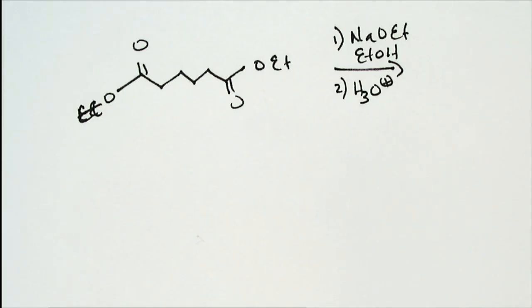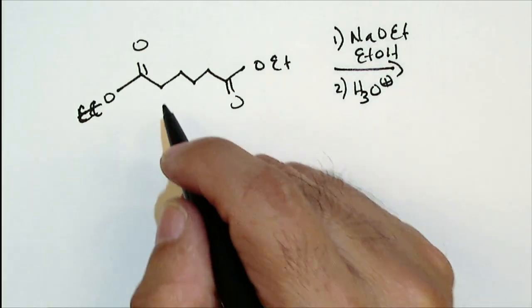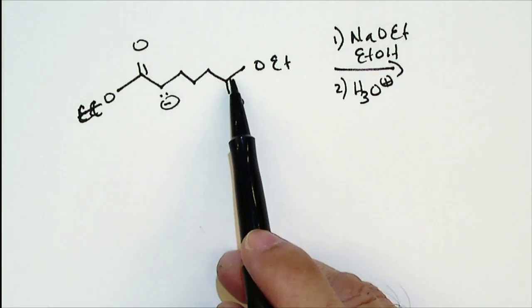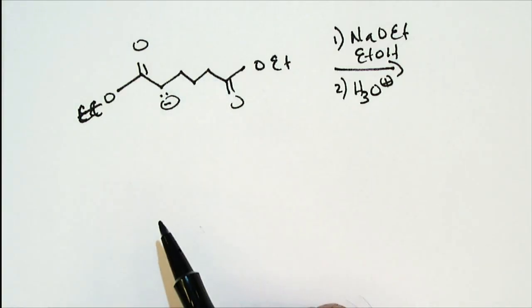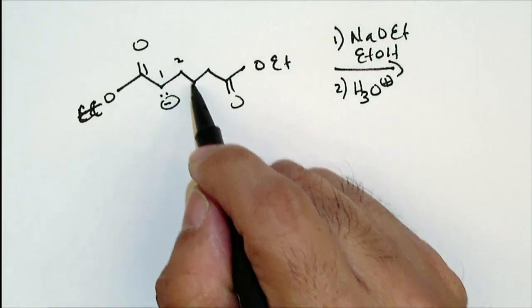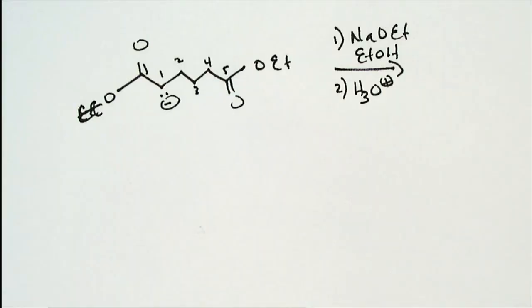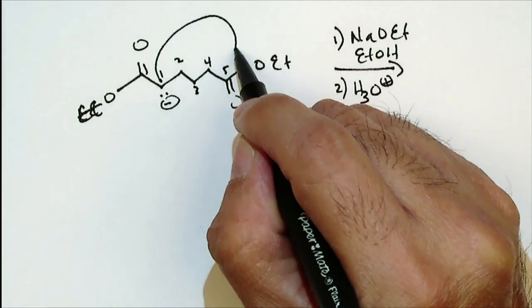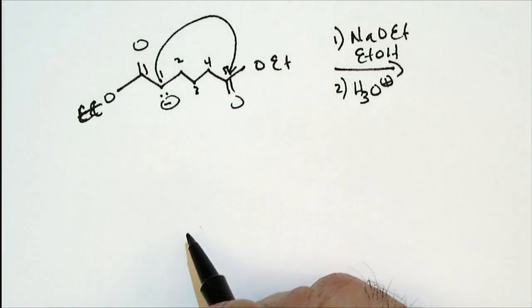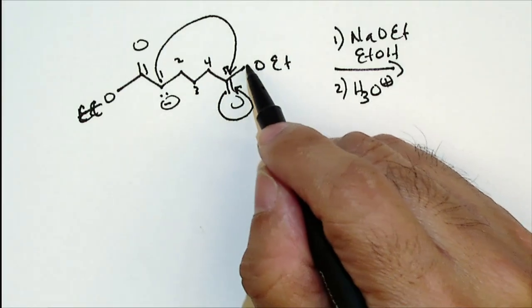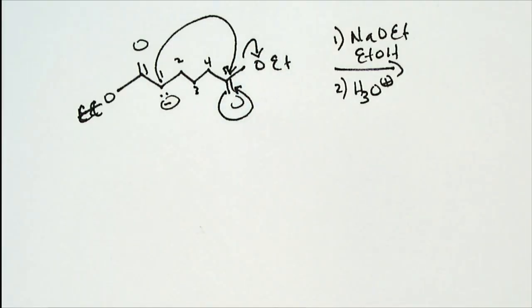So what happens here? Well, your base is going to deprotonate at the position alpha to the carbonyl, and whether I do it here or here, it's exactly the same thing. I will start counting from here: 1, 2, 3, 4, and 5. And that tells you the size of the ring that you're going to form. So carbon number 1 will take the electrons and attack carbon number 5. The pi electrons move up to the oxygen and they quickly reform the carbonyl. Why? Again, because you have a built-in leaving group there.